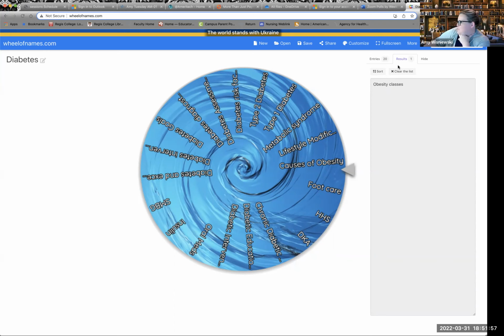Exercise. What do diabetics need to know about exercise? Don't exercise if they're stressed. Okay. What should we have them do before they exercise? Check their blood sugar. Okay.